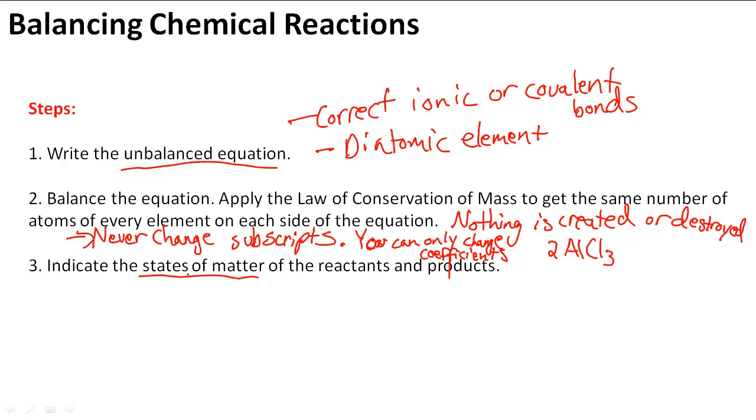So to recap, first you write the unbalanced equation, make sure you have the correct ionic or covalent bonds, make sure you have the diatomic elements that you need to have, and then you balance the equation. You never change the subscripts, but you can change the coefficients. Remember, you have to do this because nothing is created or destroyed, and you have to represent the same number of atoms of every element on each side of the equation, on the products and the reactant side.